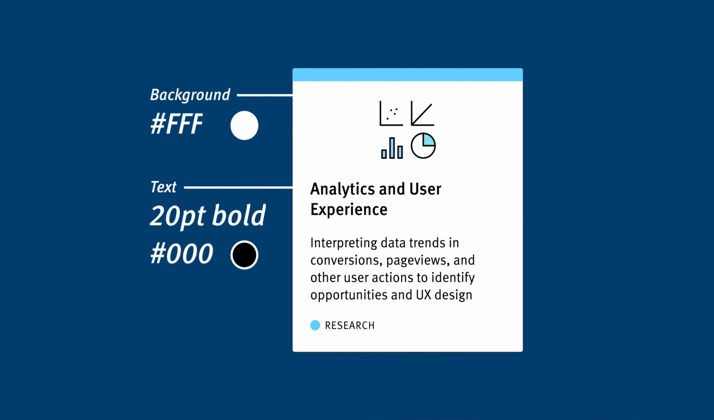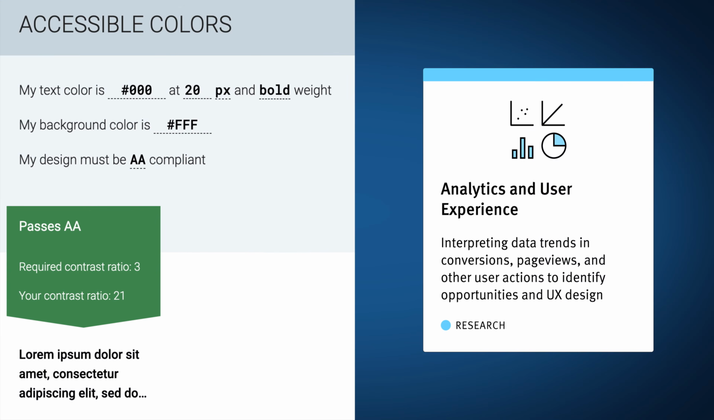Let's look at an example. We've designed these cards for an nngroup.com prototype. We've pulled out the background color as well as the text color and size. If we plug this into a color contrast tool, here we're using accessiblecolors.com, it will tell us if our text size, color, and background color are compliant with the contrast ratio.